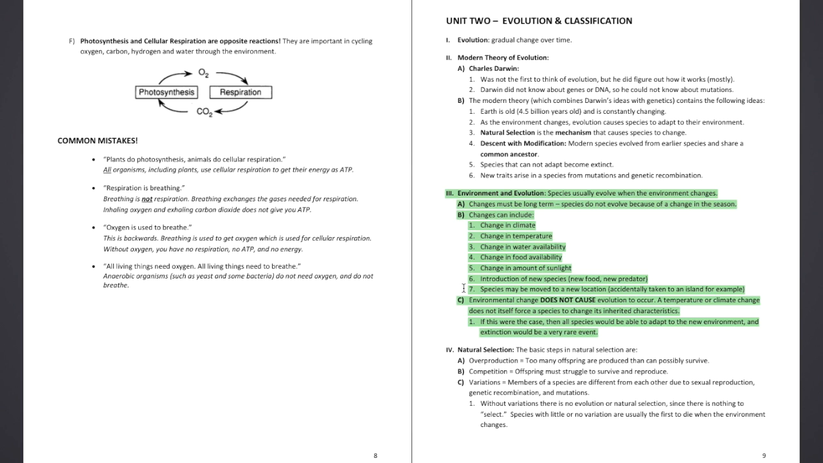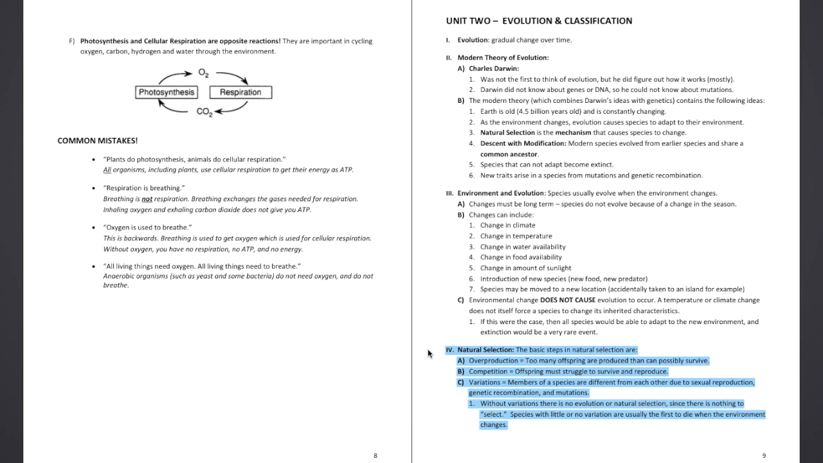7. Species may be moved to a new location, accidentally taken to an island, for example. C. Environmental change does not cause evolution to occur. A temperature or climate change does not itself force a species to change its inherited characteristics. 1. If this were the case, then all species would be able to adapt to the new environment, and extinction would be a very rare event.